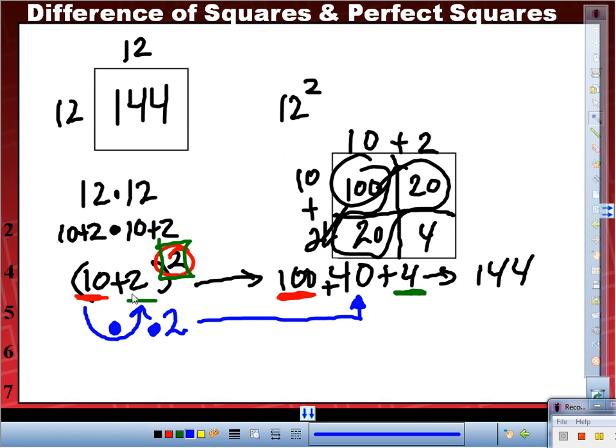Now, what is 10 times 2? Times 2. And some of you are saying, Mr. Q, why do you say times 2? Well, how many times would it be found in the area model? 2 times. So that's using patterns to write this.